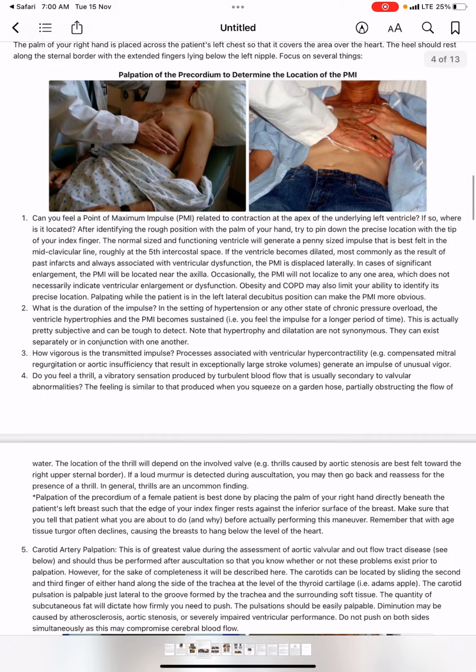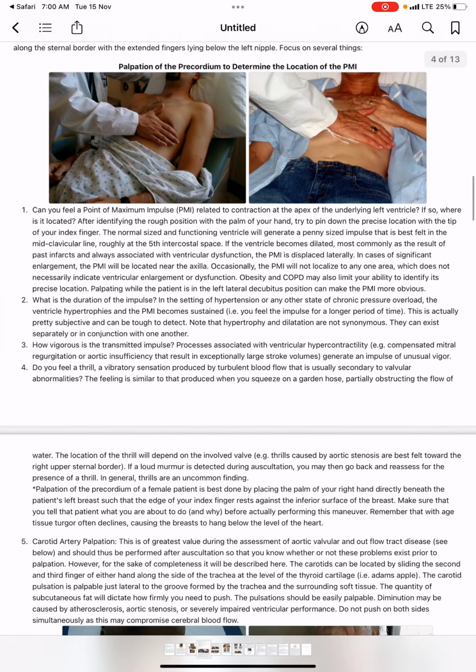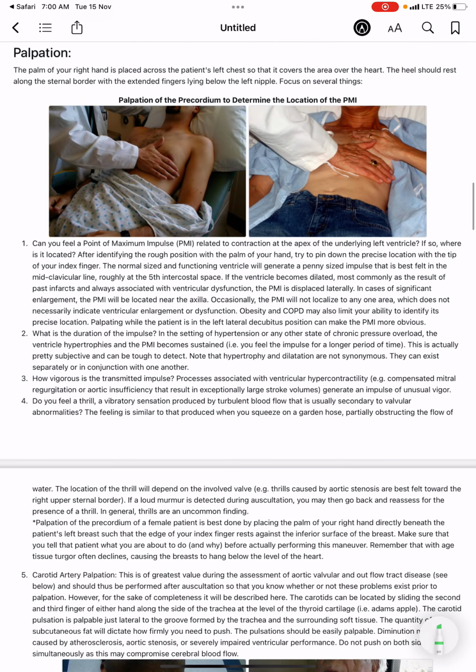Then the palpation. In palpation, the palm of your right hand is placed across the patient's left chest so that it covers the area over the heart. Where should the heel rest? The heel should rest along the sternal border with extended fingers lying below the left nipple.